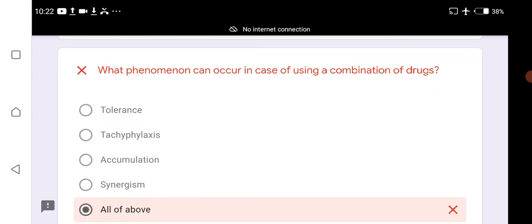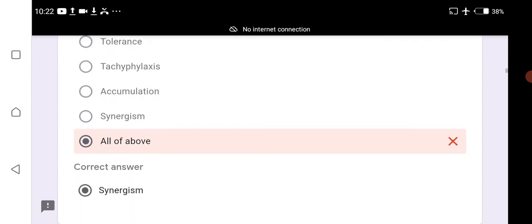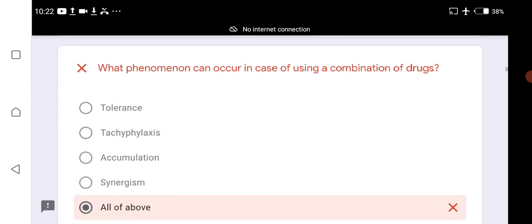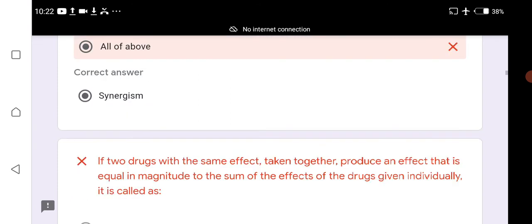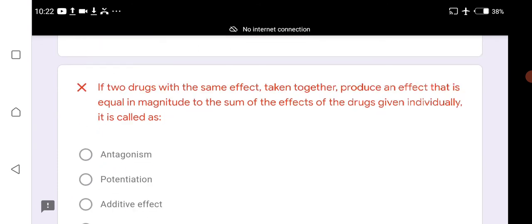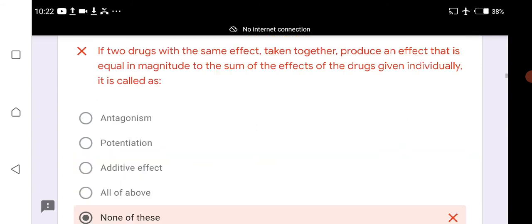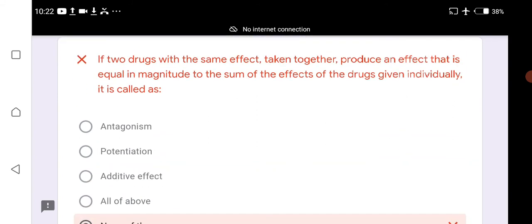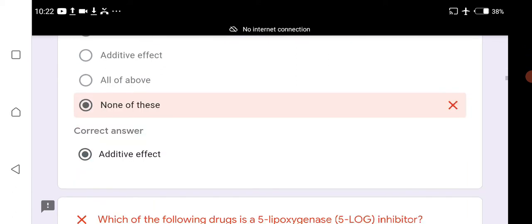What phenomenon can occur in case of using a combination of drugs? Synergism can occur in case of using a combination of drugs. If two drugs with the same effect taken together produce an effect that is equal in magnitude to the sum of the effects of the drugs given individually, it is called an additive effect.